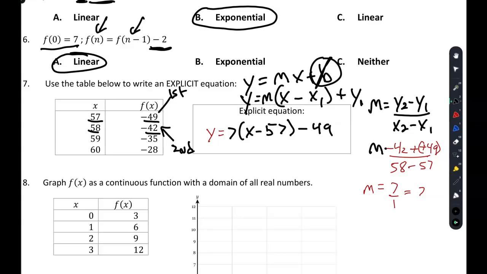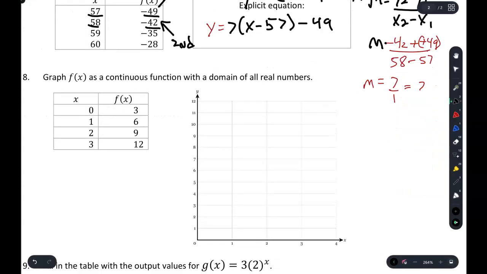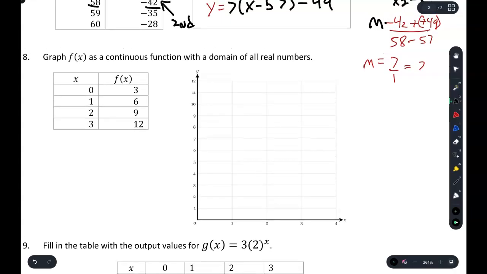All right, so let's take a look at the next problem. Here we're trying to graph f of x as a continuous function with a domain of all real numbers. Okay, so first let's just graph it. Okay, 0 and 3, 1 and 6, over 2 up 9, and over 3 up 12.